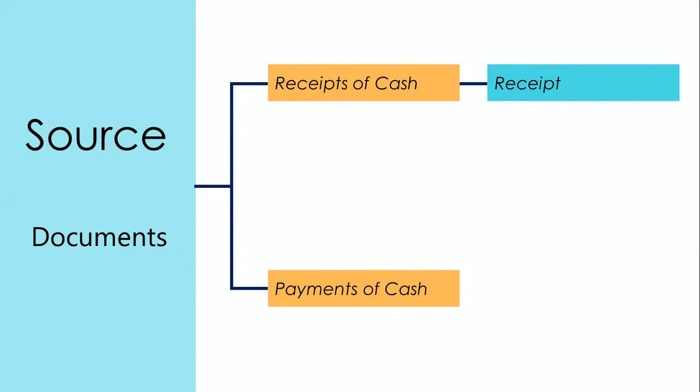Cash receipt. To record the payment of cash, once again with the red pen, we use the payment voucher. It is the second source document.